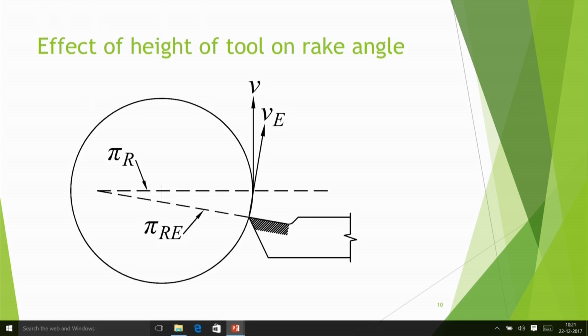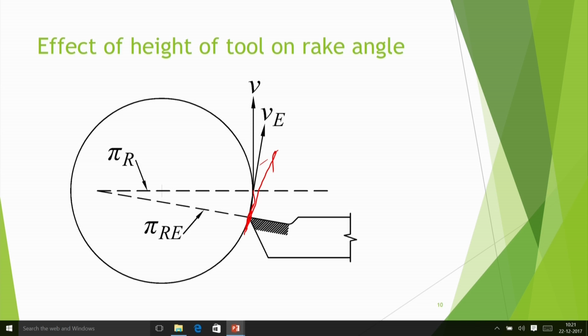Suppose the reference plane I am considering is horizontal. Now I have moved my tool a bit down. In that case, my reference plane has become like this, because my tangential velocity here is like this, and you can see the reference plane is perpendicular to it, and this reference plane is in fact coinciding with the rake surface. So that means here really there is no rake angle. That means the rake angle virtually has reduced.